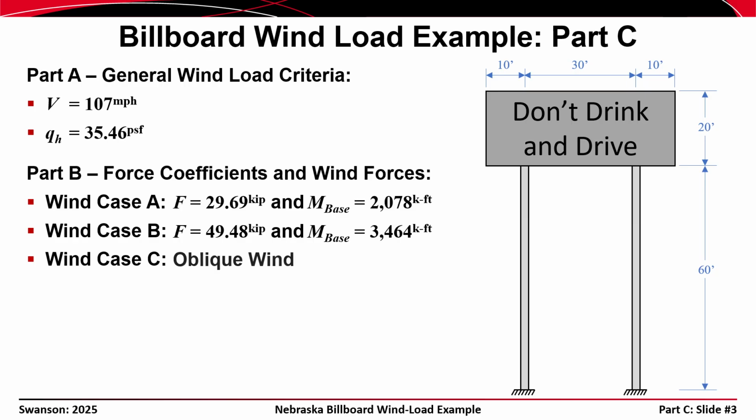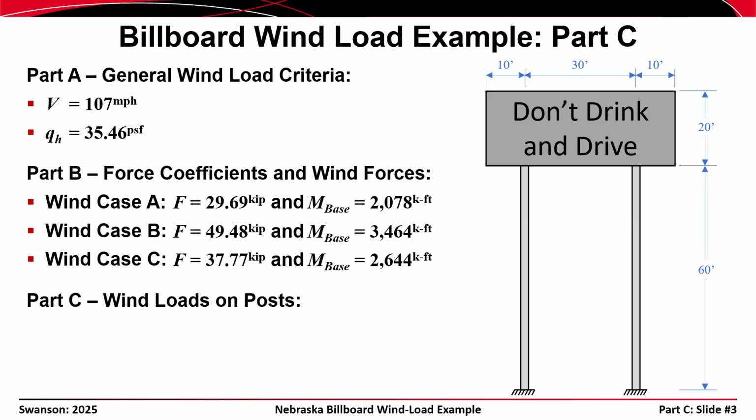3,464 kip feet. And then finally, for wind case C, the case of an oblique wind acting on the sign, we found that the critical post carried 37.77 kips and that the bending moment at the base of the post was 2,644 kip feet. If you missed the video for Part B of the example, you can watch it using the link here. In all of these calculations, however, we accounted only for the wind acting on the 50-foot by 20-foot sign, and we neglected the effects of the wind acting directly on the round posts themselves.